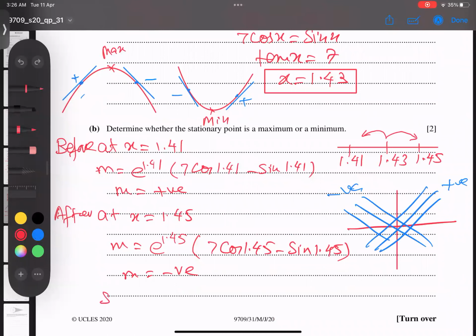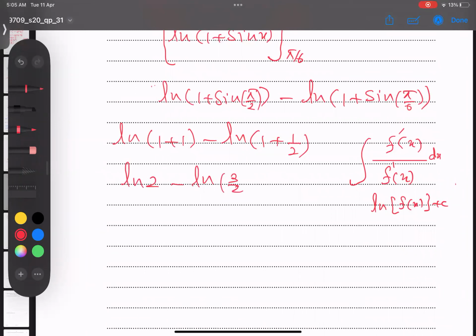So first I plug in pi by 2 here. If you type it all together in a calculator, then you will not get your exact answer. So make sure you plug in step by step, one by one. So I hope up till here is clear. And log of 1 plus sine pi by 2 is log 2, so I'm writing that. And sine pi by 6 is half. So here I'm getting log of 2 minus log of 3 by 2.